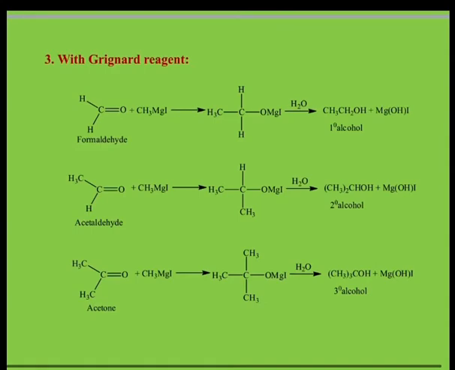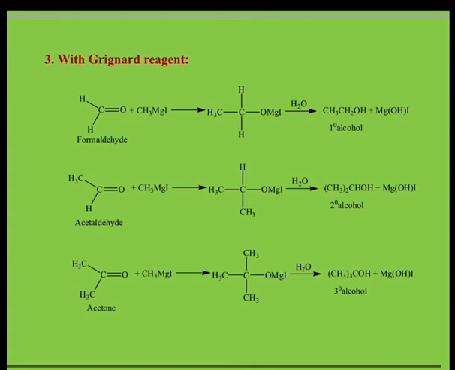Third reaction is addition of Grignard reagent. Aldehydes and ketones react with the Grignard reagents and the addition products on hydrolysis give alcohols. So here three reactions are there. First one is formaldehyde. Formaldehyde reacts with methyl magnesium iodide.